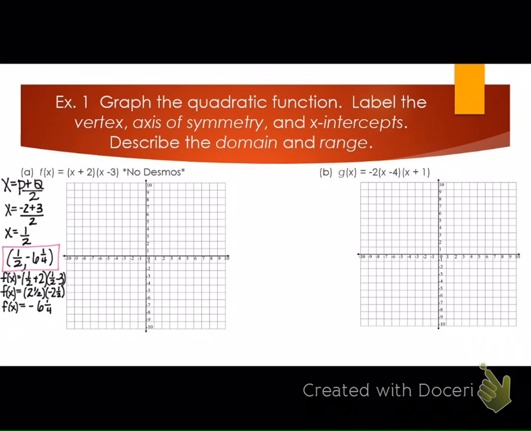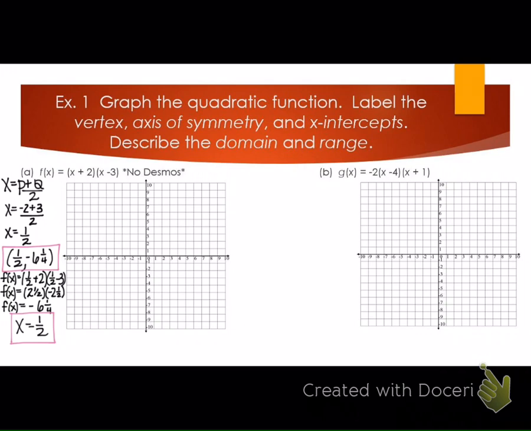Now, the next thing it asks us to find is the axis of symmetry. So we've got the vertex. Somebody raise your hand and tell me the axis of symmetry. X equals 1/2. Remember, the axis of symmetry has to be an equation. So x is equal to 1/2. Because the axis of symmetry and the x-coordinate of the vertex are the exact same value.